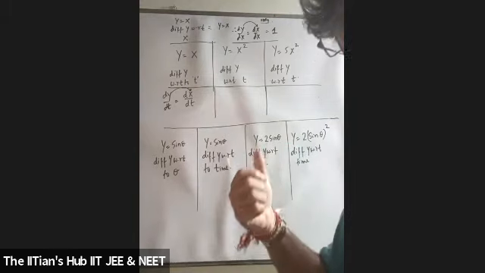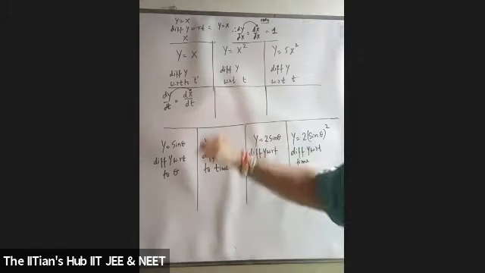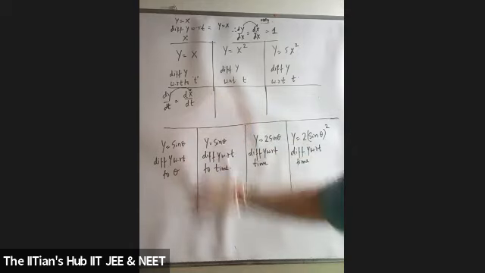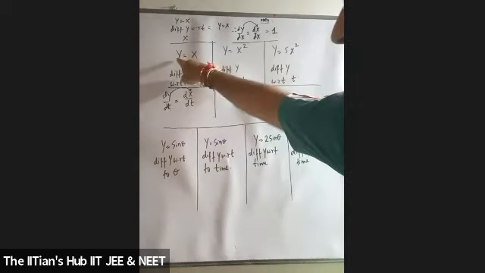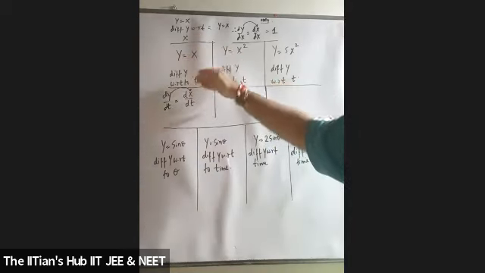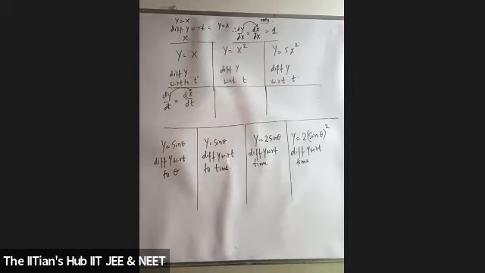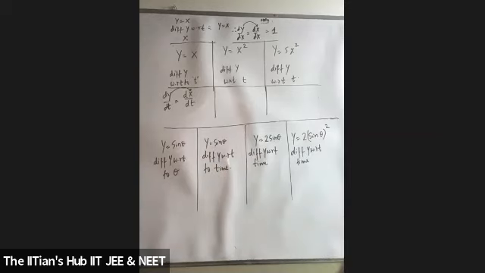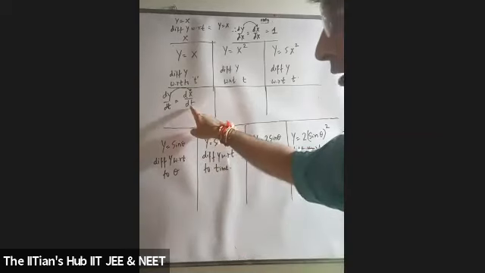Why did you write x? Is x a constant? No, sir. Y is a function and x is a variable, and we are changing this particular variable with respect to time. And time will have two limits, a lower limit and an upper limit. Agreed? Yes, sir.